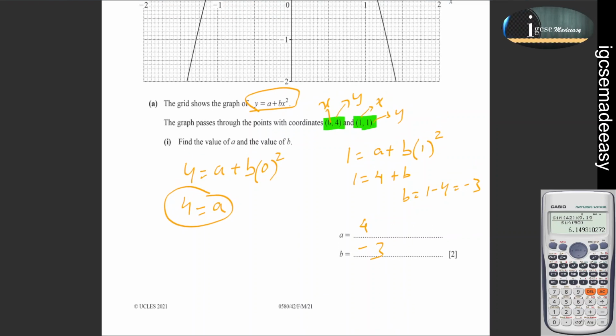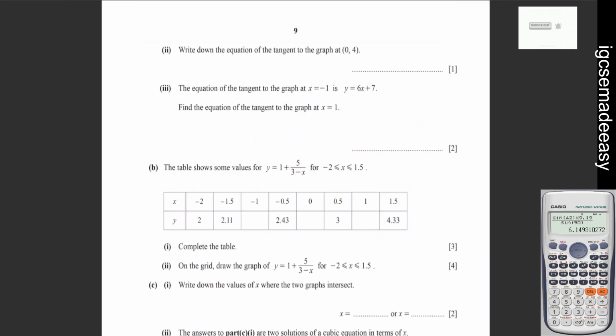So I hope this question is clear. Let's move on. Part 2. Write down the equation of tangent to the graph at (0, 4).